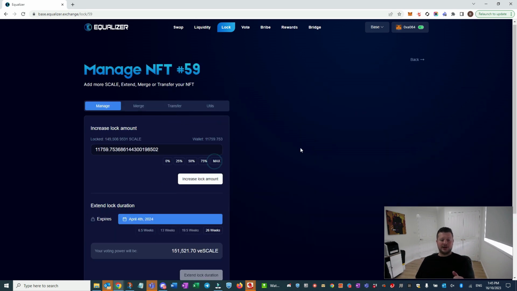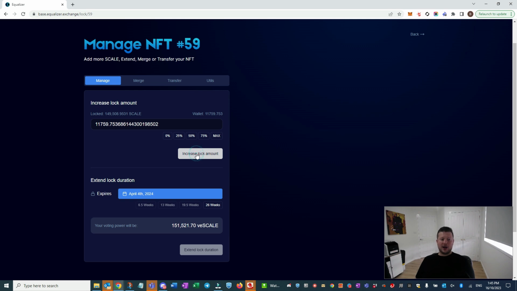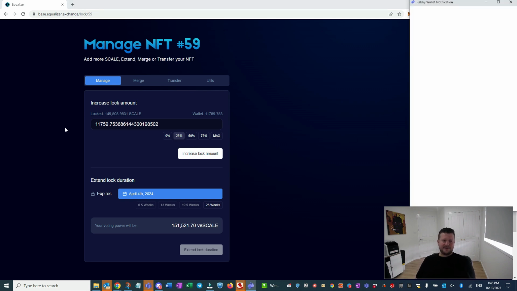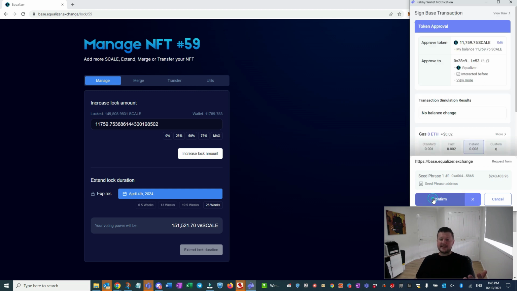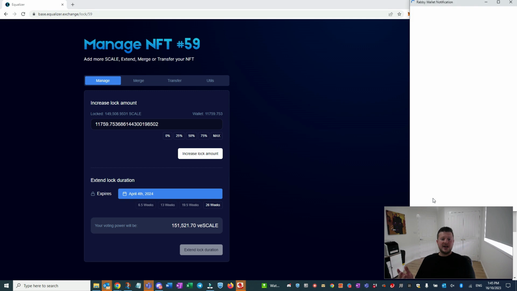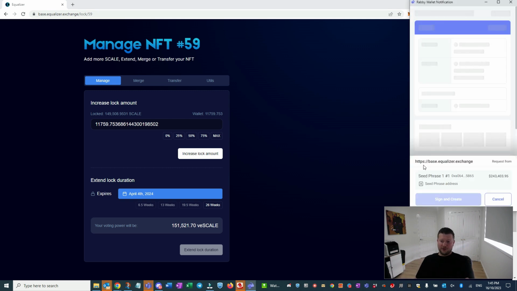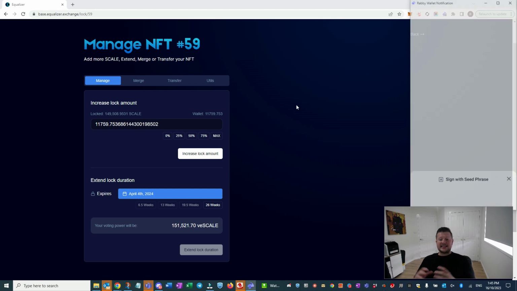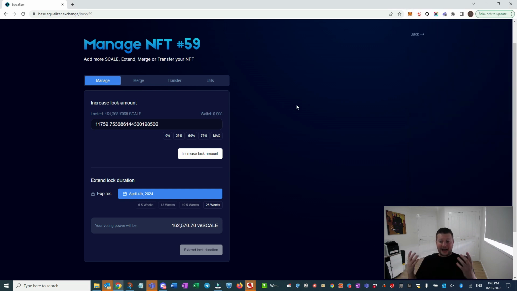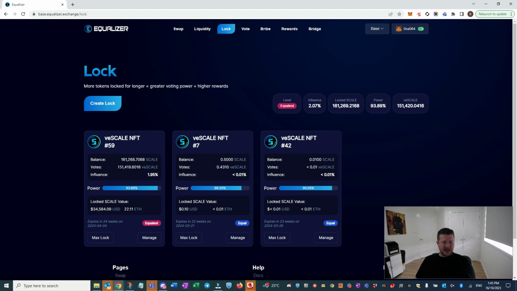So I'm just going to add to it. I will come in and increase my lock amount by the 11,759 scale. It's as simple as this. It's going to ask us to do a little transaction, and you'll see that was the approval. Then once we do this transaction, that scale is going to be added to that NFT. So now we've got a larger NFT to vote with, which means we have more vote power, more governance, more control on the platform in veScale. Now you can see it's all been added to that lock position.